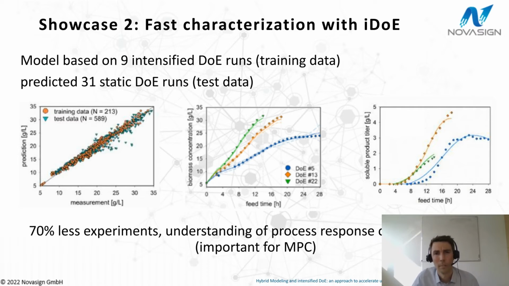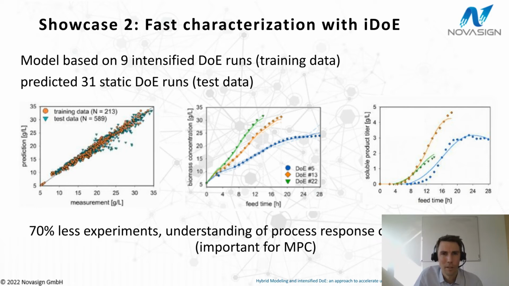And then we took this model and applied it to the static design of experimental approach, which is basically these green triangles. And you see this is a prediction of the model over the measured values. When you create the hybrid model on these 9 iDoE runs, for sure it's quite precise because it's trained on this data. But then when you take the static DOE data, so the runs where you do not change any parameter combinations, the classical approach, you see that the hybrid model is able to predict the outcome of the static runs quite accurately.